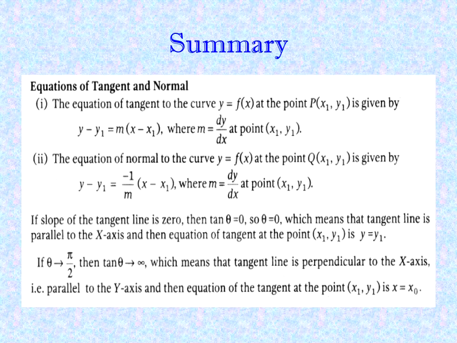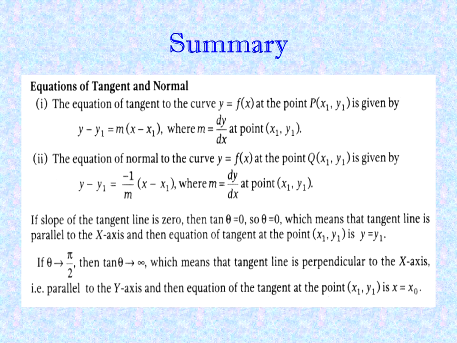So in summary, we can say that the equation of the tangent to the curve y equal to f(x) at the point (x1, y1) is given by y minus y1 is equal to m into (x minus x1), where m is equal to dy/dx at the point (x1, y1), and the equation of the normal to the curve y equal to f(x) at the point (x1, y1) is given by y minus y1 is equal to -1 by m into (x minus x1), where m is equal to dy/dx at the point (x1, y1).